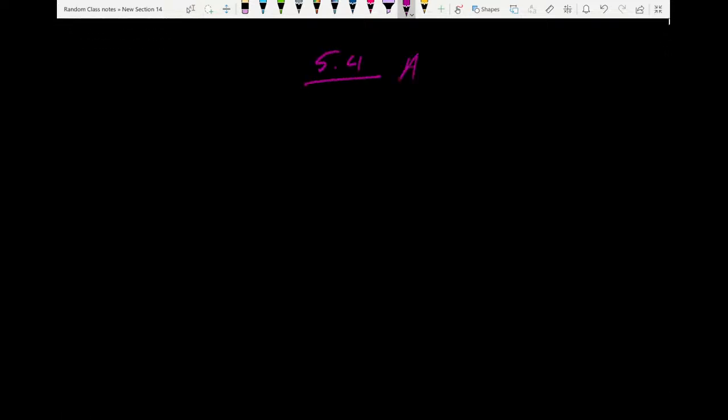5.4 areas. This section is going to be super easy. We're going to cover two sections.